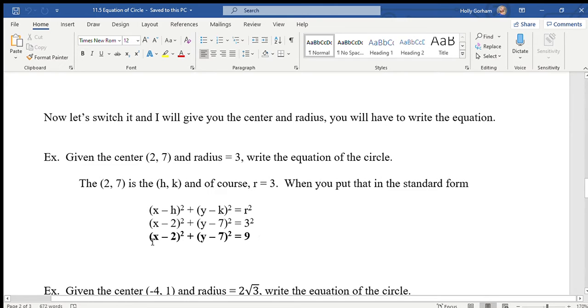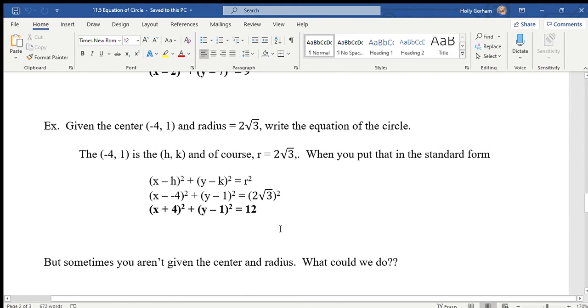So the answer in bold here, that's your equation of the circle. With the next one, what's tricky about this one is that you're given a radius as 2 square root 3, so you need to be really careful about when you square that. The center is given as -4, 1, so that's your HK. When we substitute that back in, notice that in the answer, it goes from a -4 in the ordered pair to a +4 in the equation, +1 in the ordered pair, -1 in the equation.